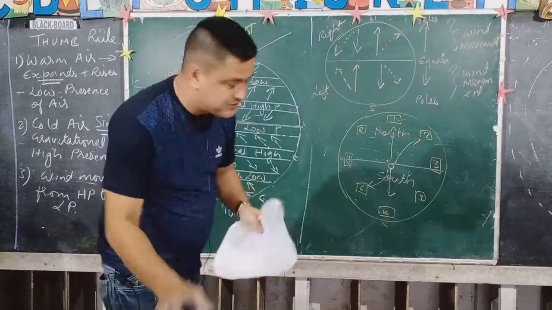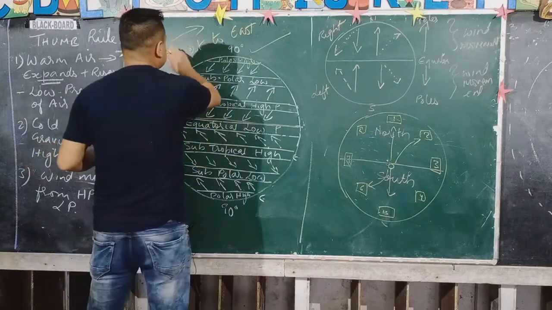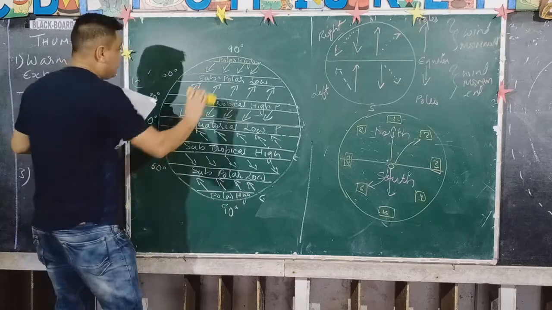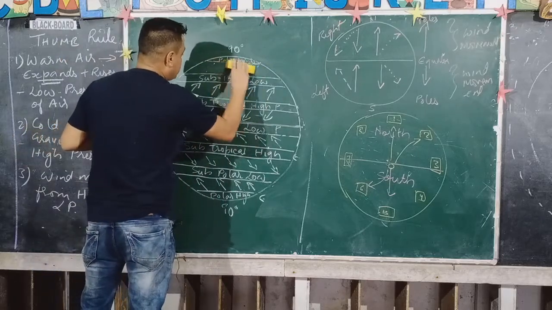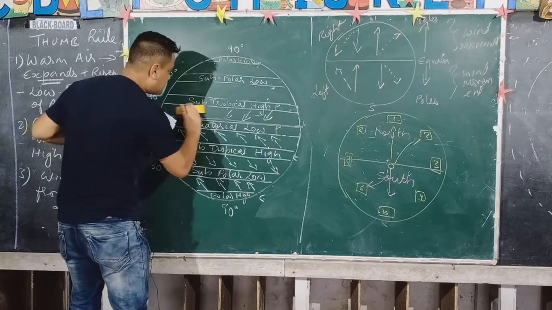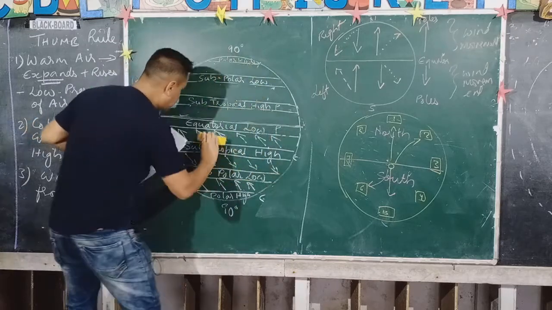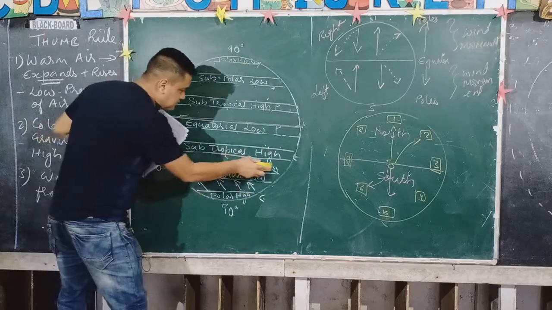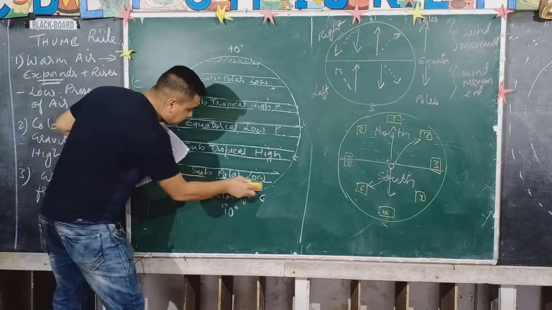Okay, so I'm going to rub these arrows for your basic understanding. I'm rubbing these arrows which show the wind direction. Hope you have understood why these arrows are in different directions. Because of the Coriolis force.